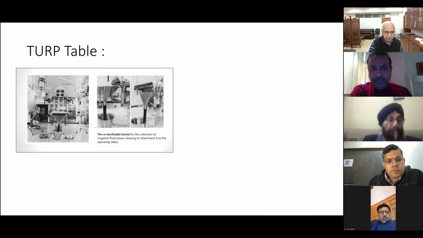Regarding the TURP table, this is a historical TURP table, in which they had a dedicated table for the TURP and an outlet which would not soil your OT and make a mess out of it.